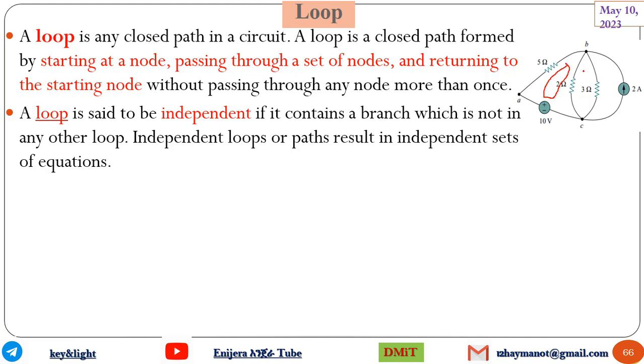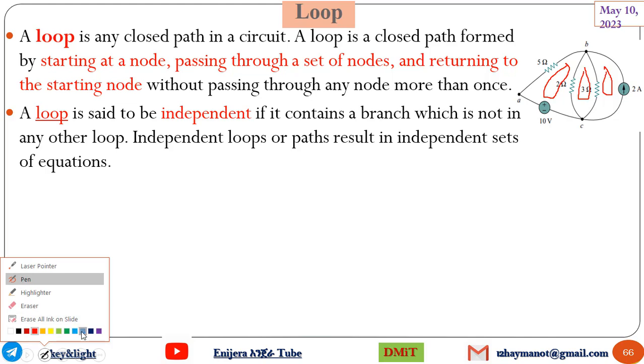One loop, the other loop. These are three independent loops. What about this one?